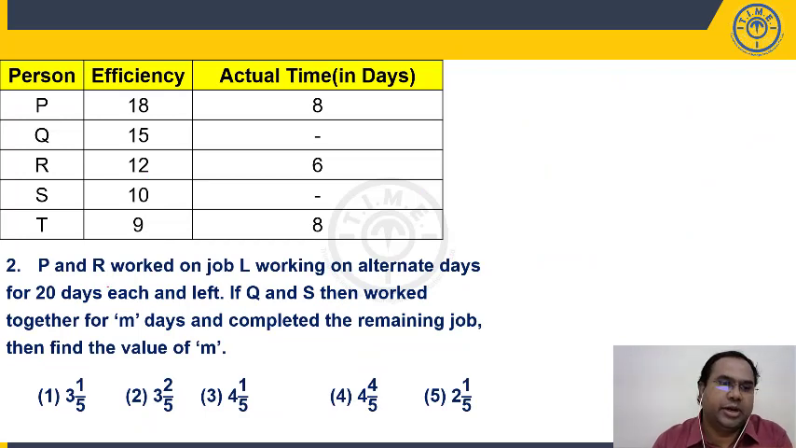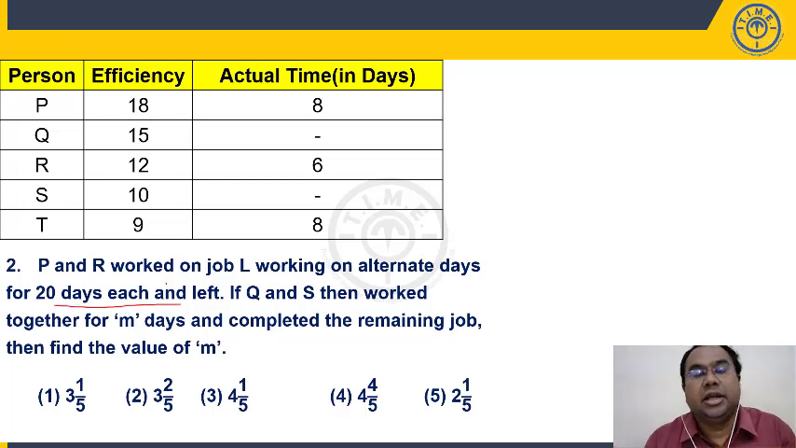Question number 2, students. P and R worked on job L. Job L is similar to job K. Working on alternate days for 20 days each and left. You have to read this statement carefully. P and R worked on job L on alternate days for 20 days each. That is important. Don't think that P has worked for 10 days and R has worked for 10 days because of alternate days. Each person has worked for 20 days and they have left.